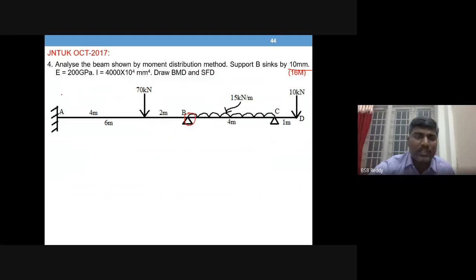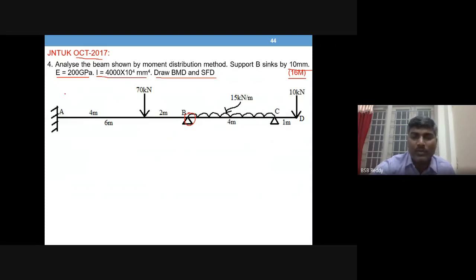Support B sinks by 10 mm, and Young's modulus is 200 gigapascal. Moment of inertia is the same throughout, and the value is 4000 into 10 power 4 mm power 4. Draw BMD and SFD. This question is from October 2017, given for 16 marks in JNTU UK. So take this question and submit this solution as an assignment.